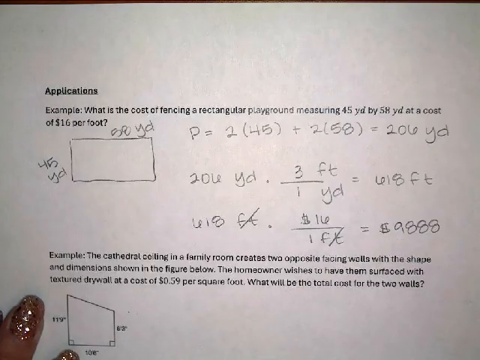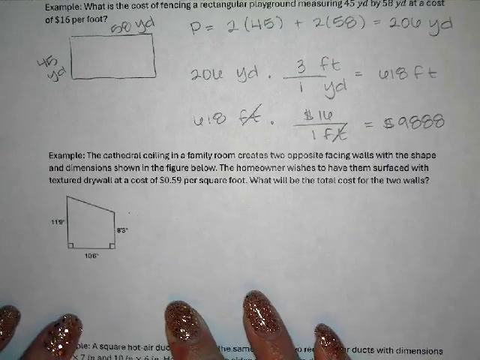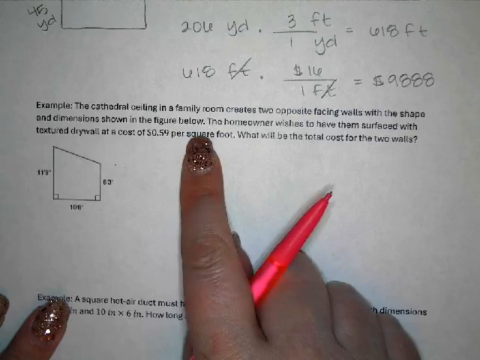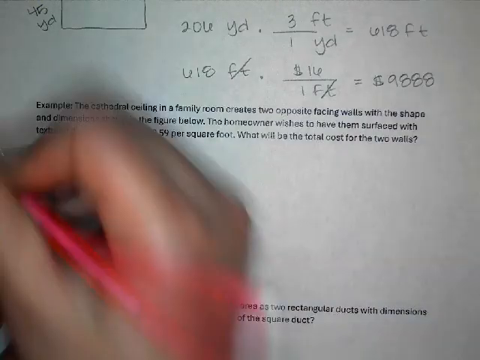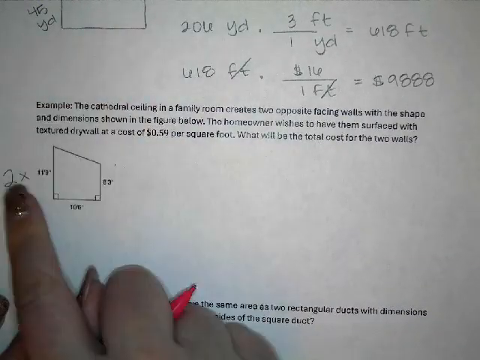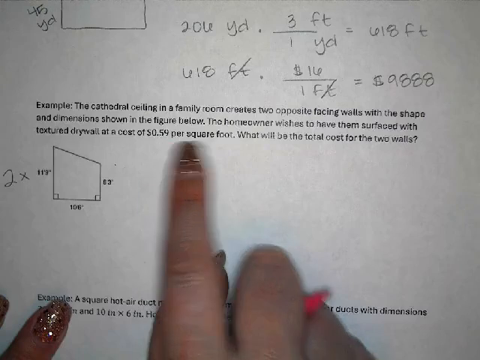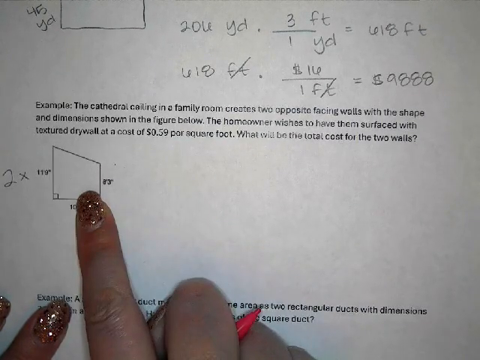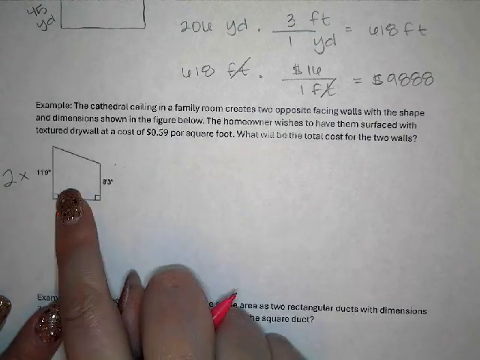All right. The cathedral ceiling to a family room creates 2 opposite-facing walls with the shape and dimensions shown in the figure below. I'm going to write 2 of these. The homeowner wishes to have them surfaced with textured drywall at a cost of 59 cents per square foot. So the drywall is going all over this, so that's an area that we're talking about. What will the total cost be for the 2 walls? So this is a trapezoid. We have 2 parallel sides, the base and the base, and then we have the height.